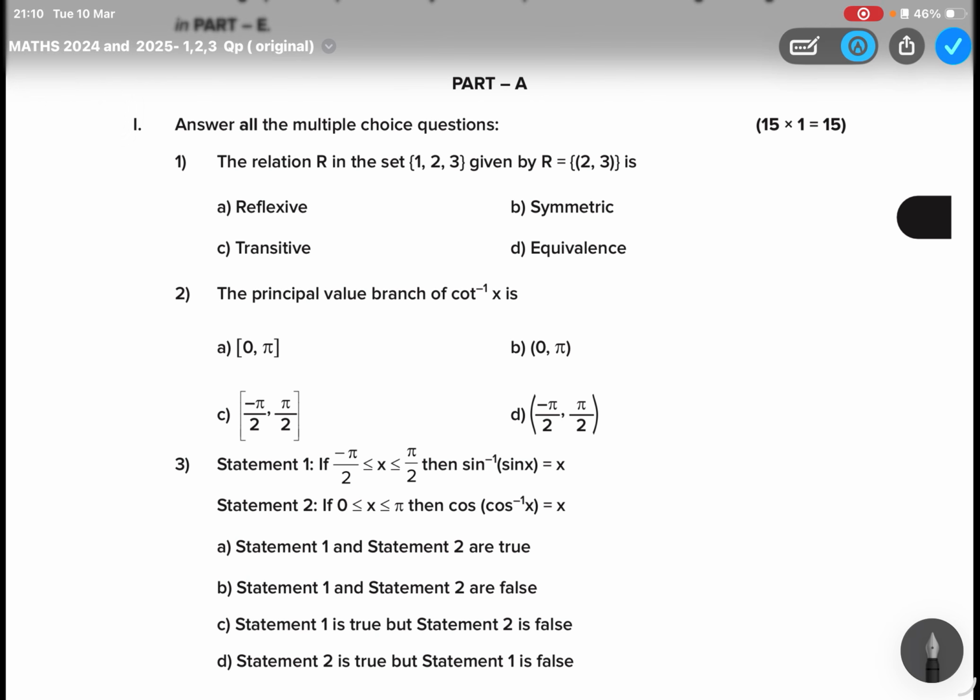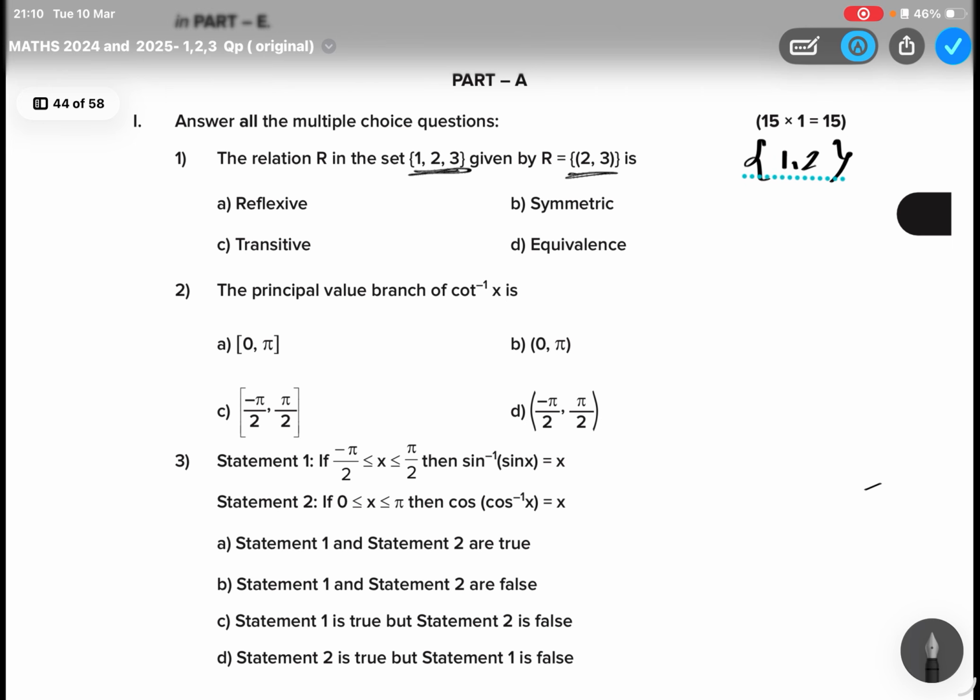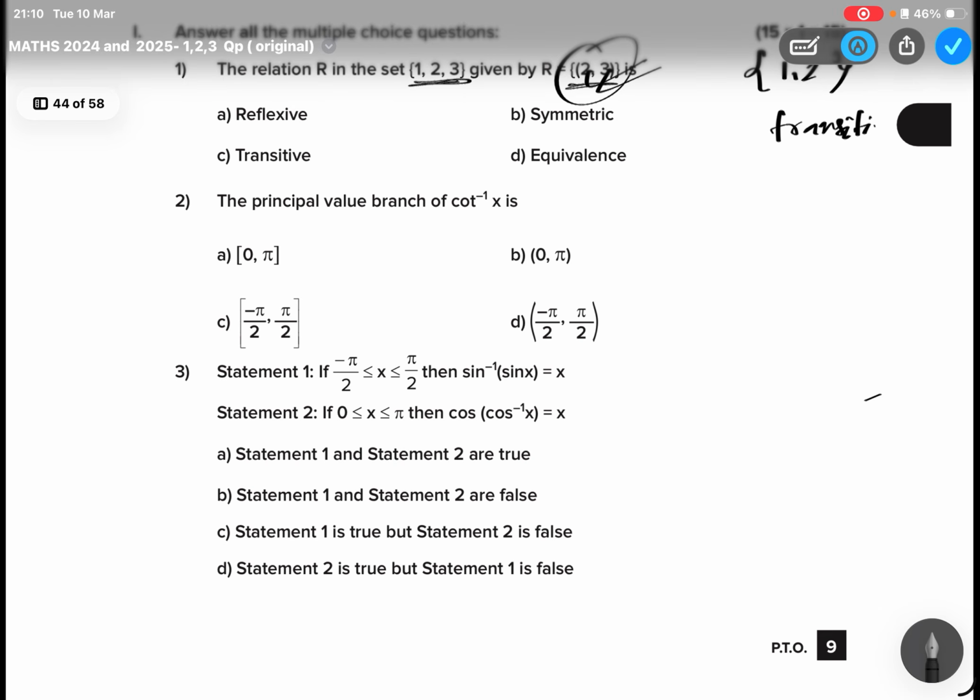The relation in the set 1 2 3. Here also the same question. In the last paper it was 1 2, here it is 2 3. So some 2 3 is there, 1 2. So 1 2 means what? It is transitive. Only one element is there, then it is automatically transitive.